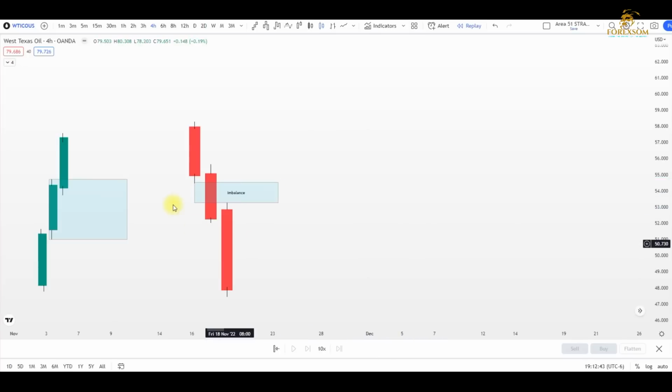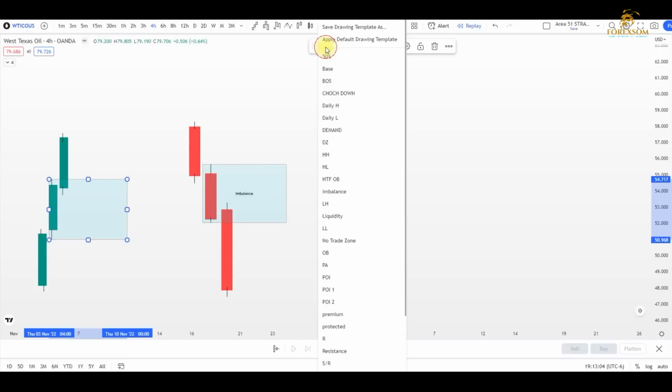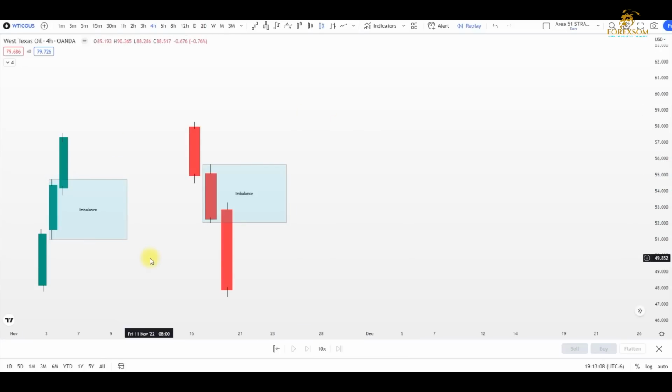So I'm going to go ahead and mark it again. This is what they call an imbalance. When I go to the real chart, there's a candle between these two candles. This candle here is the candle that caused the insufficient or the imbalance. So I'm going to mark this entire candle, high and low, just to give me that space.